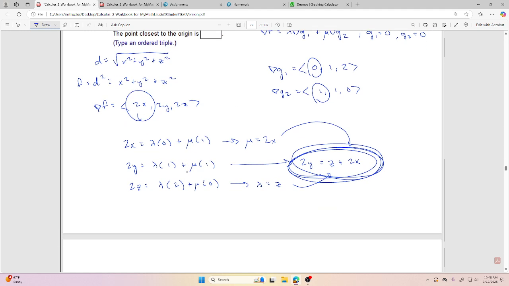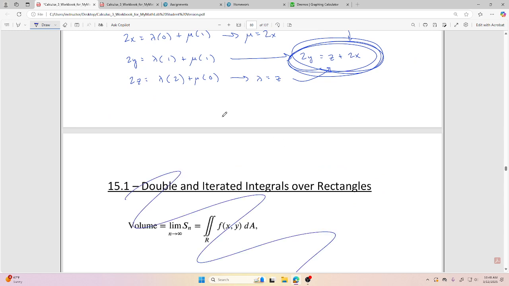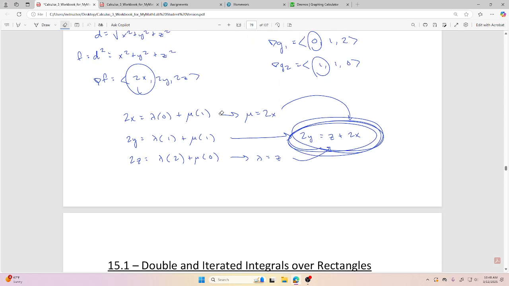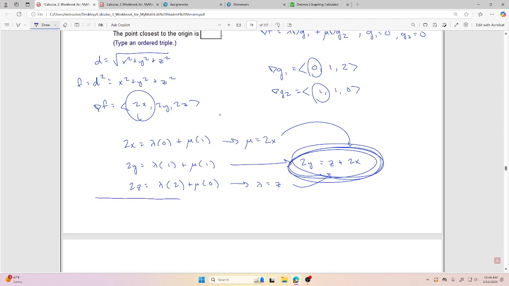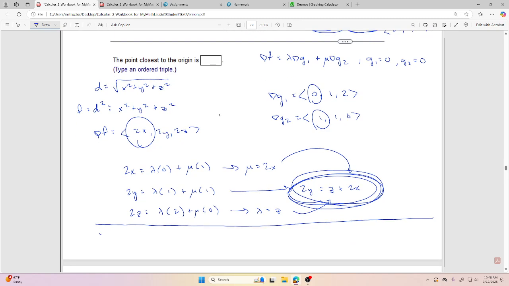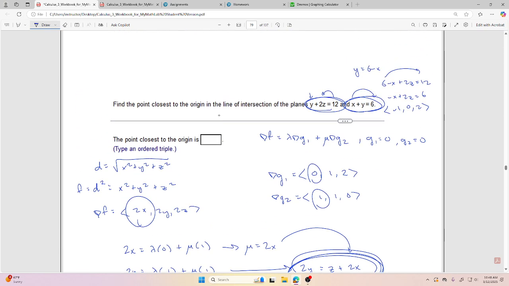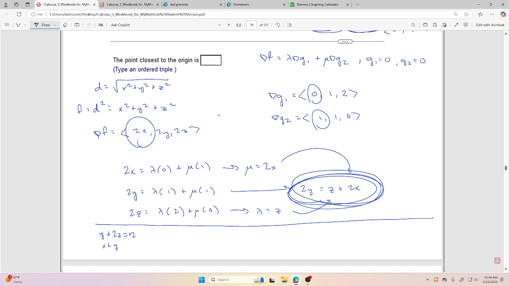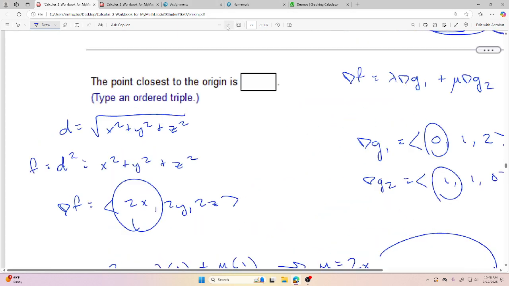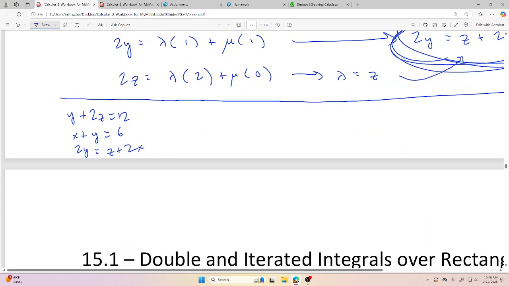Let me rewrite them all. It is kind of like a system of equations at this point. Let me just recopy what we got. I got a y plus 2z is equal to 12. I have an x plus a y is equal to 6. And then I got this new thing, 2y is equal to z plus 2x. Like this is everything I need. I'm going to zoom in, and we're going to start doing math down here now. So this was the top two from the top, and then this is my new one over there, and we just start solving.